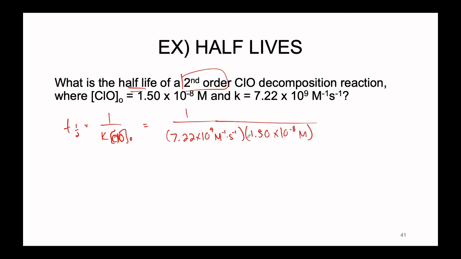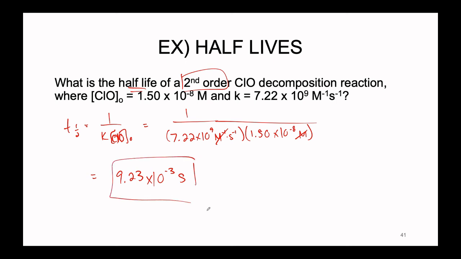So again, all of this is here in the denominator. It looks like molarity is going to cancel out. Since we are taking 1 over the inverse second, our half-life is going to be in the unit of seconds. So when we crunch the numbers, what we're going to find is that the time is 9.23 times 10 to the negative 3, and again, the time unit is going to be the second.